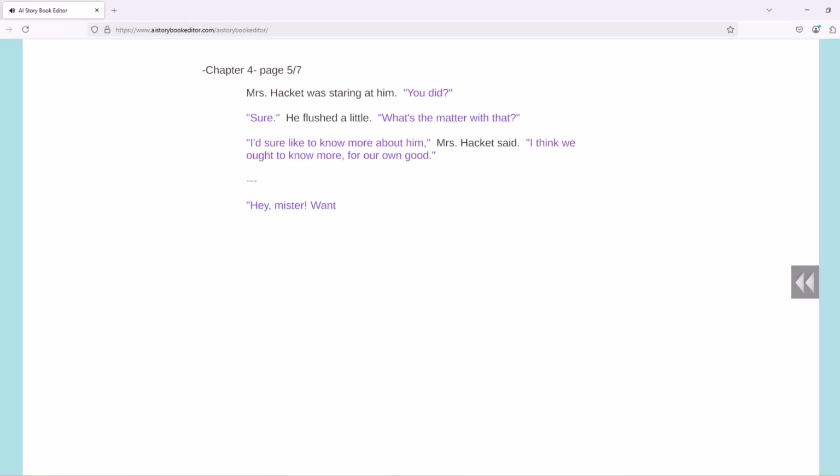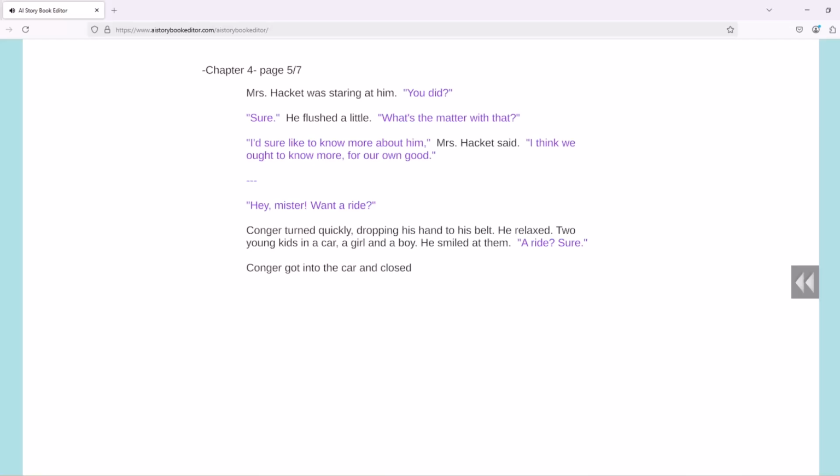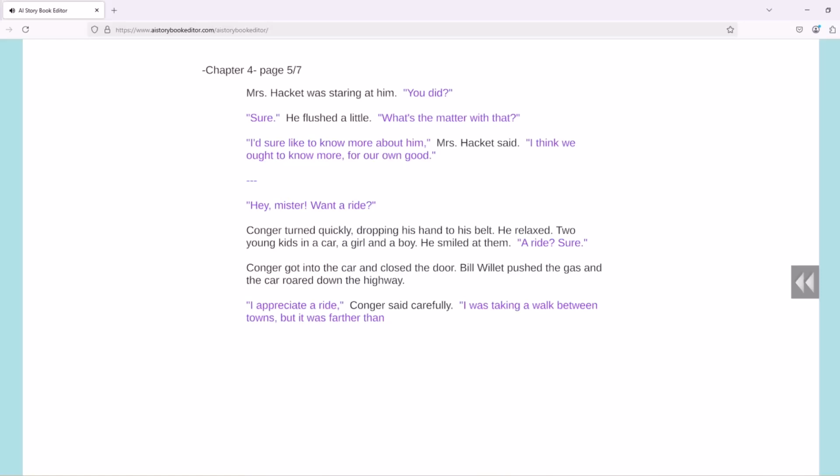"Hey, mister, want a ride?" Conger turned quickly, dropping his hand to his belt. He relaxed. Two young kids, in a car, a girl and a boy. He smiled at them. "A ride?" "Sure." Conger got into the car and closed the door. Bill Willett pushed the gas, and the car roared down the highway. "I appreciate a ride," Conger said carefully. "I was taking a walk between towns, but it was farther than I thought."